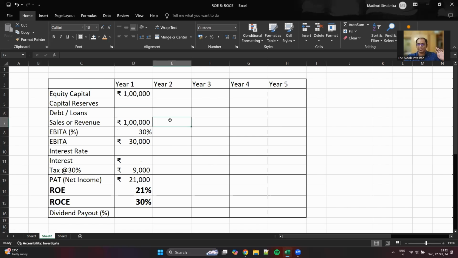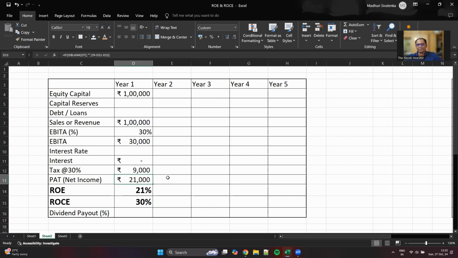This is one typical company that I have, not a company, but a typical investment decision that I have tried to portray here. So what is equity capital? Let's say I want to start a business. I put in 1 lakh. Okay? I put 1 lakh into this company. That 1 lakh in the first year generates 1 lakh revenue. I have an EBITDA of 30%, which basically translates to an EBITDA of 30,000 rupees. And tax, let's say we are tax paying citizens, and so our tax is about 9,000, which is 30%.